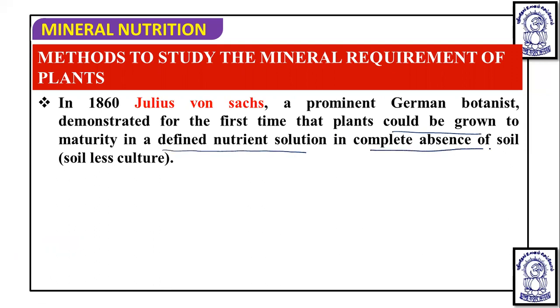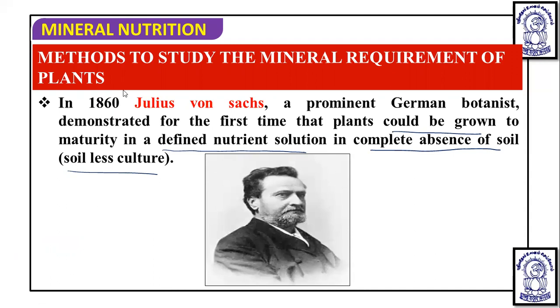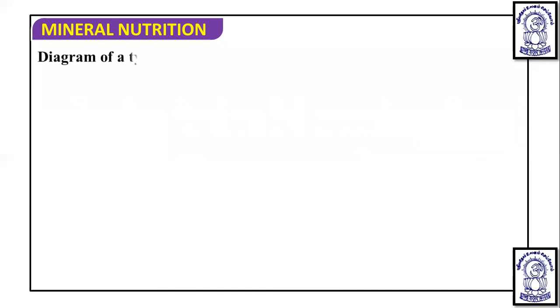And the complete absence of soil, that is soil-less culture, was first observed by Julius von Sachs. This means Julius von Sachs was the first scientist who observed that a plant can be grown up to maturity without soil, or in the absence of soil. And this technique of growing plants in a nutrient solution is known as hydroponics.